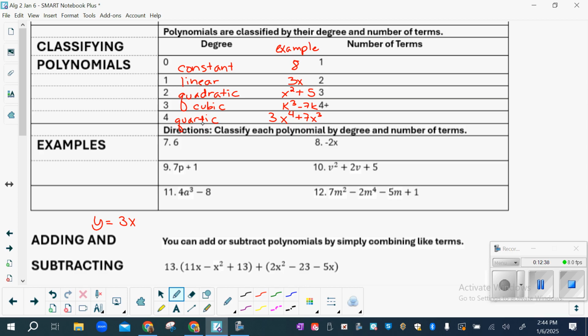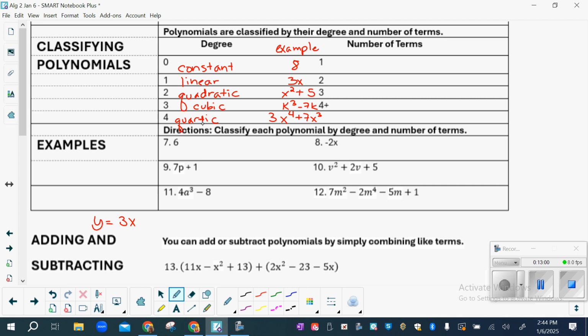We have a name for 5. It's called quintic. I'm not asking you to memorize that. When we go past 4, we just say what that number is. So if it had a degree of 5, we'd say 5th degree. Degree of 6, 6th degree. Degree of 7, 7th degree, and so on. Does that make sense?